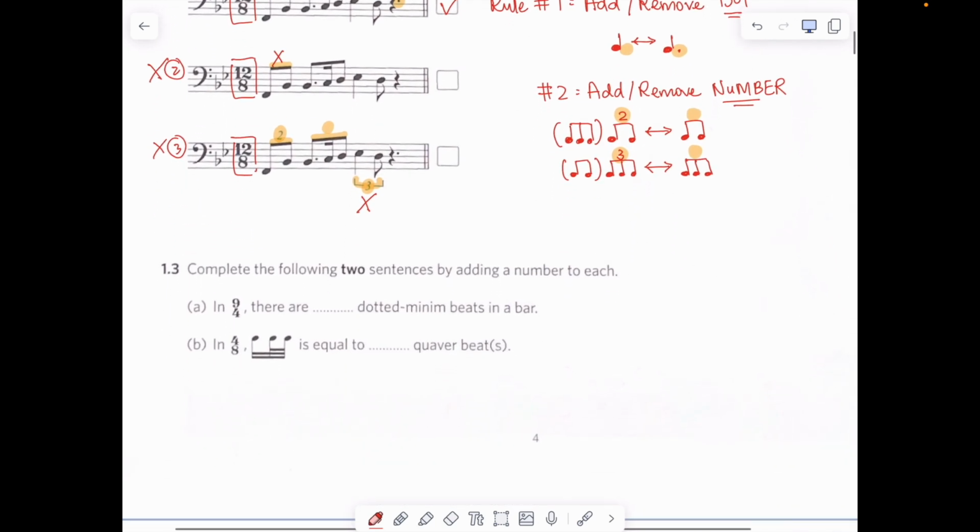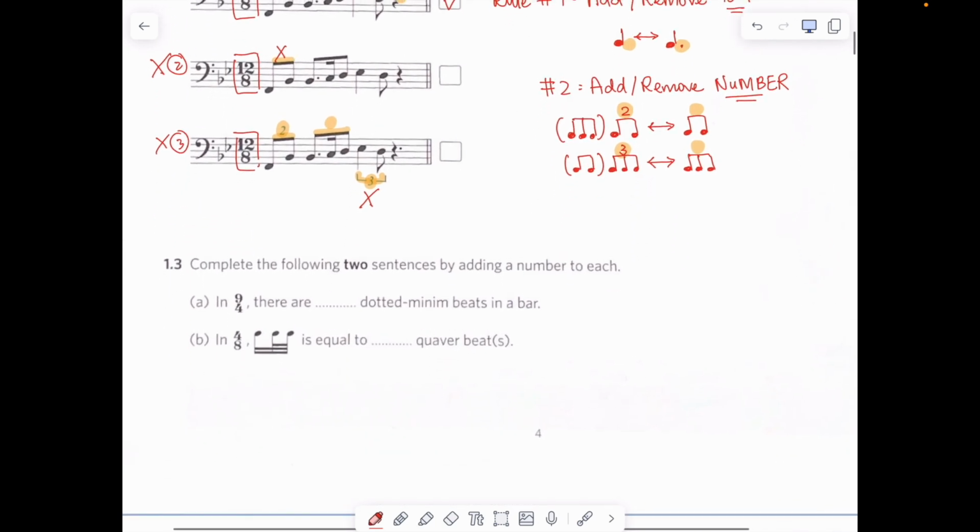Now we are going to continue on to question 1.3. Complete the following 2 sentences by adding a number to each. So question A, in 9/4 time, how many dotted minim beats are there in a bar? So first of all, minim with a dot, that's dotted minim beats. 9/4 time is compound time. 9 is just 9. 4 means crotchet. So 9 crotchets in a bar. That is not the answer yet because we have to translate it.